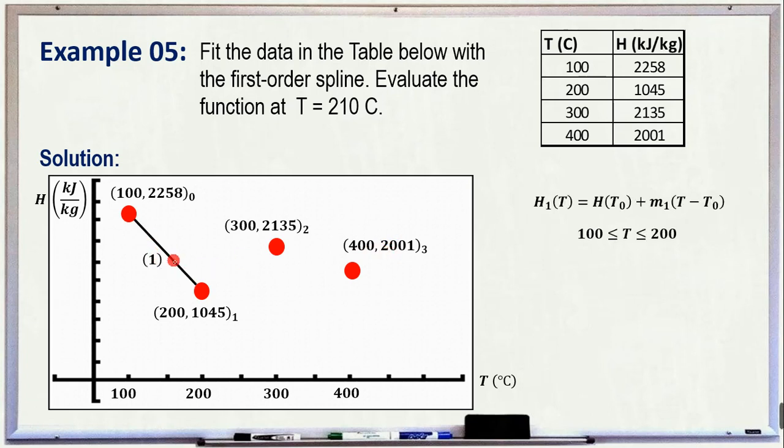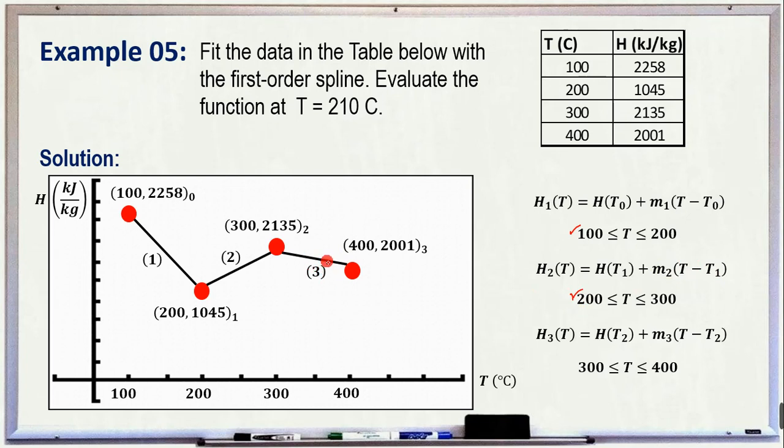This is our first line, and this is the format of its function, and this is its domain. For our second line, this is the format of its function. So h2 of t is equal to h of t1 plus the slope times t minus t1. And this is its corresponding domain. And lastly, we have our third linear spline equation or function. We have h3 of t is equal to h of t2 plus the slope times t minus t2. And this is its corresponding domain.